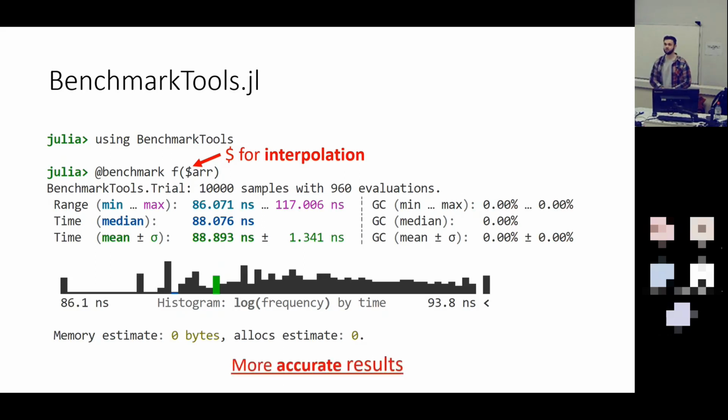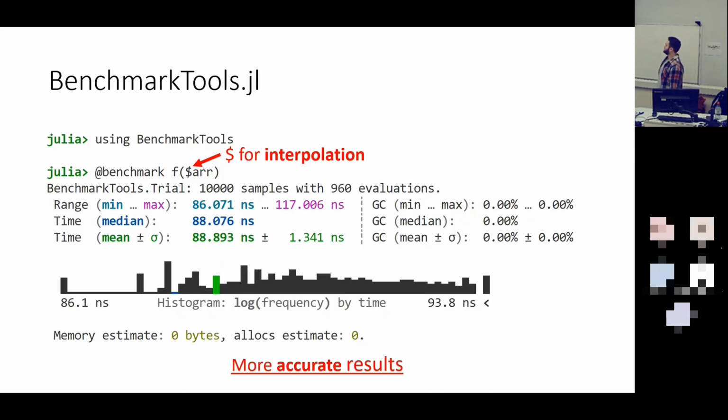These results are far more accurate than using @time. @time can be quite misleading. So if you're ever actually benchmarking something, either use this macro @benchmark, or there is another one called @btime, which acts just like @time, but it will take multiple repeats of your code.